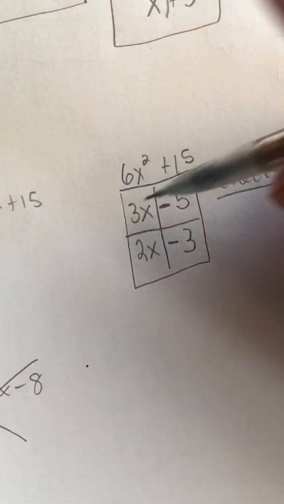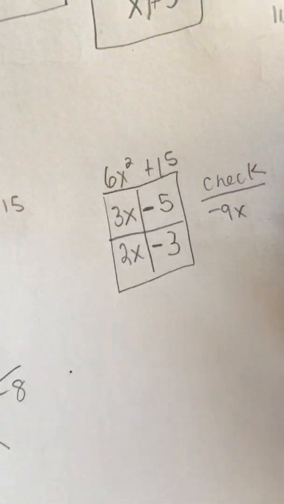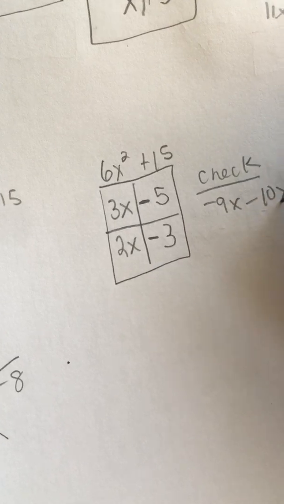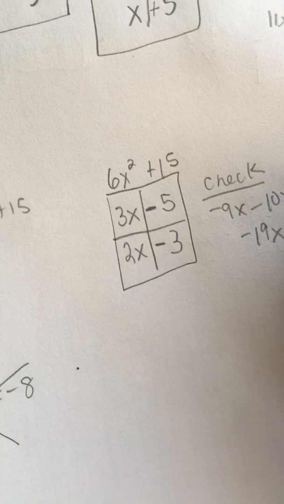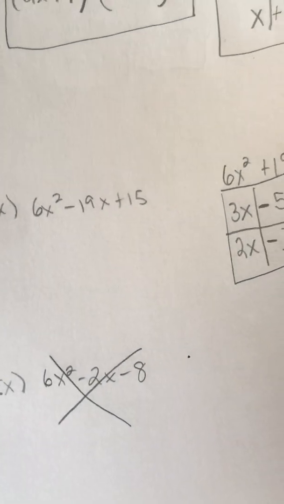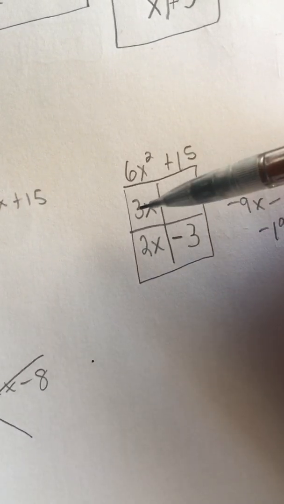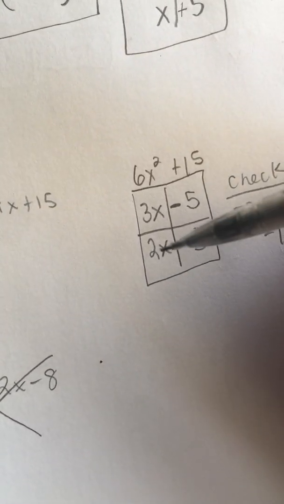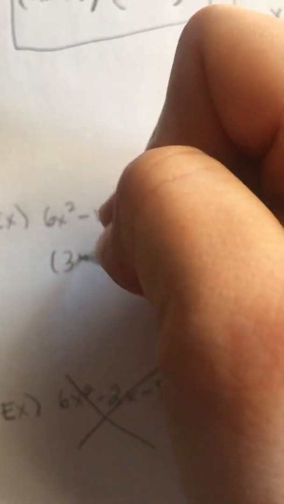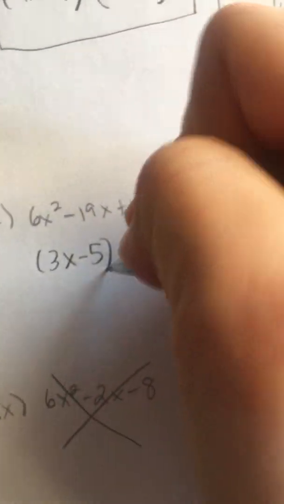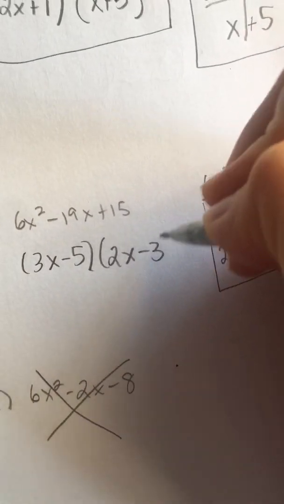So the check, this diagonal, negative 9x. This diagonal, negative 10x. Same signs, add and keep. You get negative 19x. Matches the middle term. Again, be very careful. Your factors you write across. 3x minus 5 should be in a set of parentheses, and 2x minus 3. 3x minus 5 and 2x minus 3.